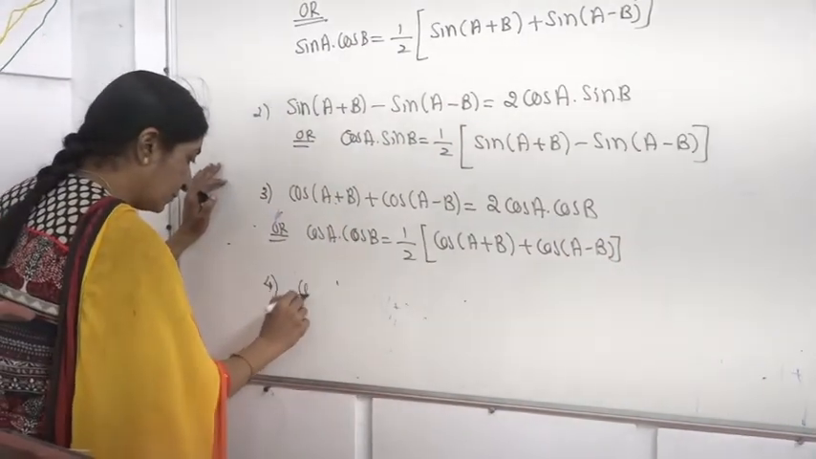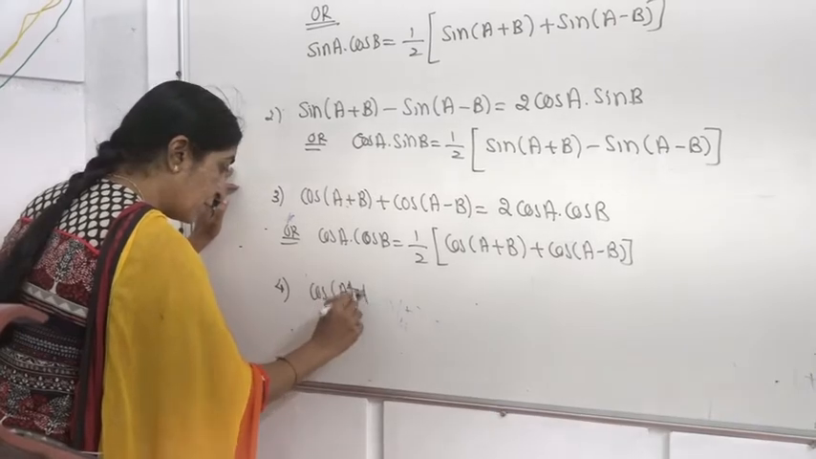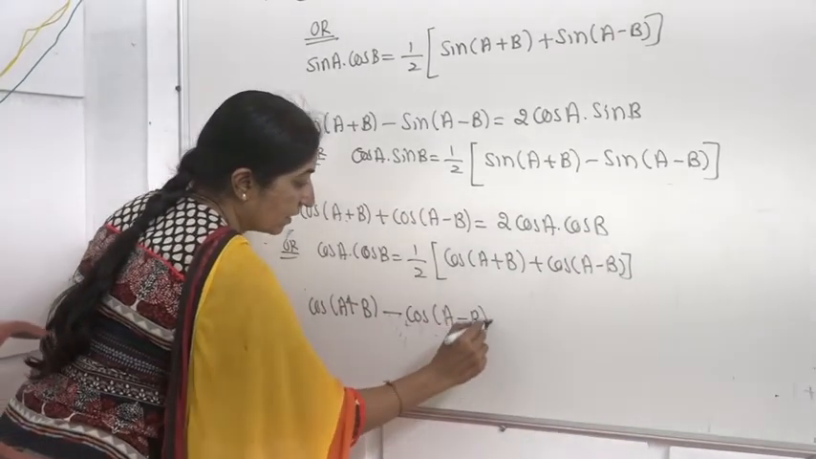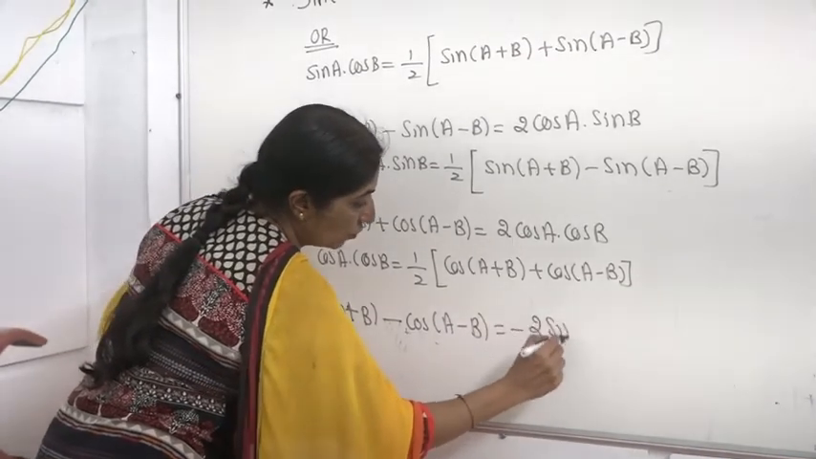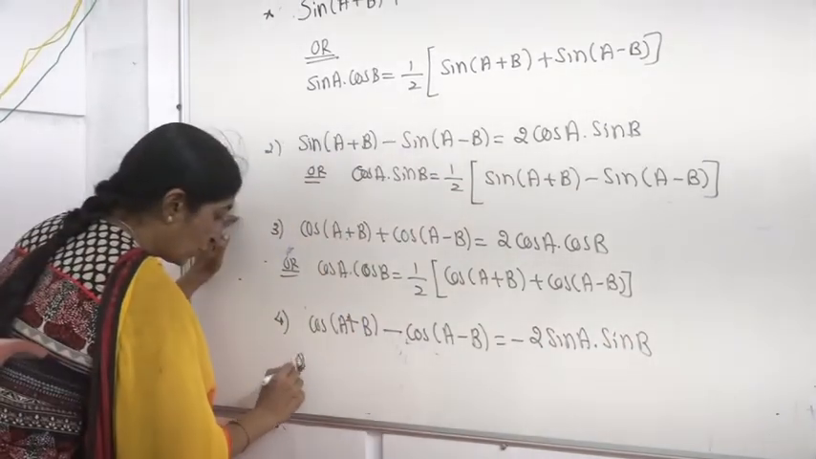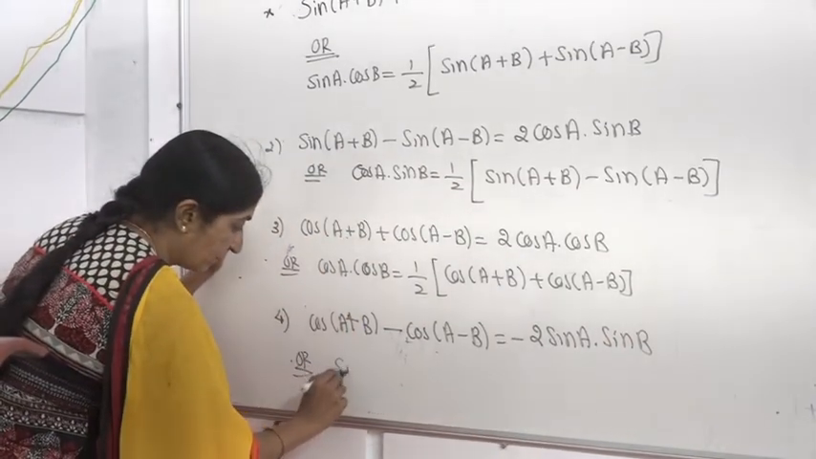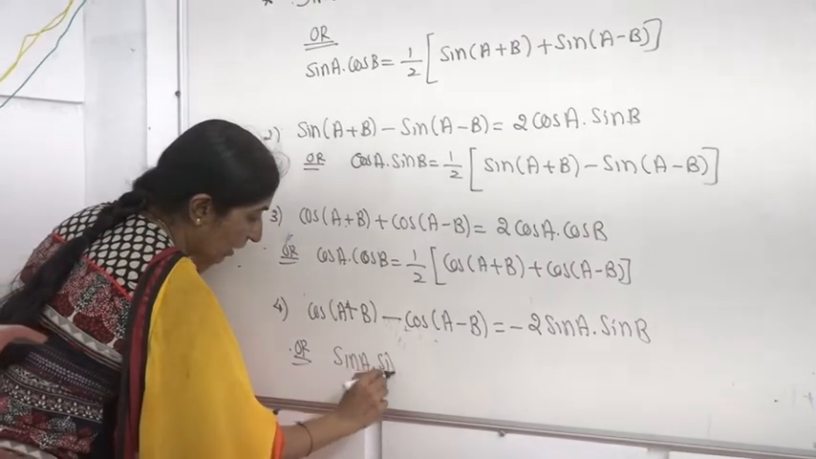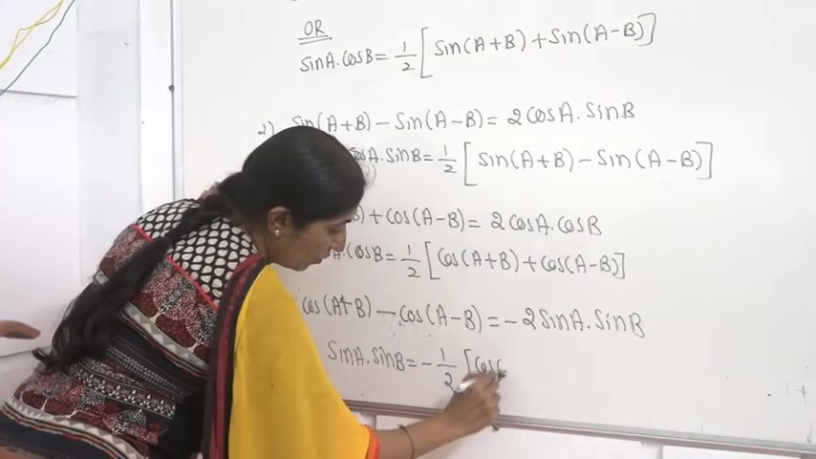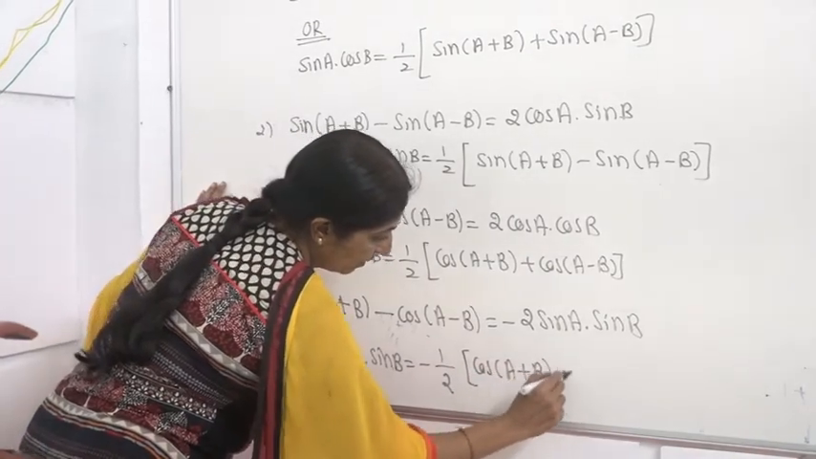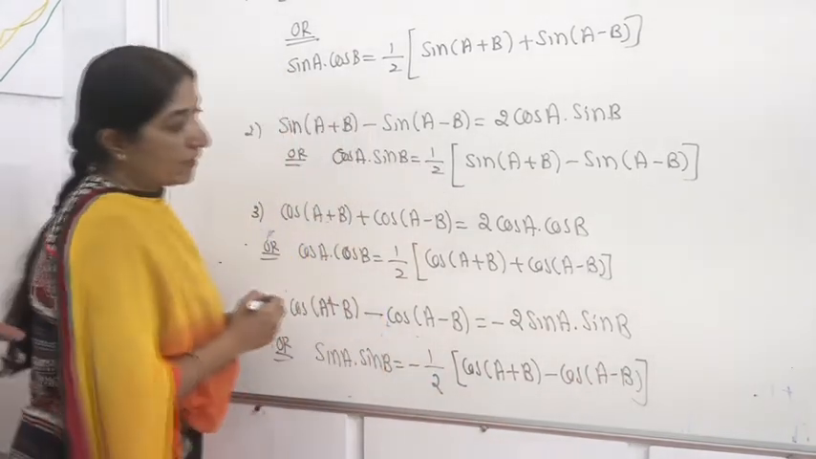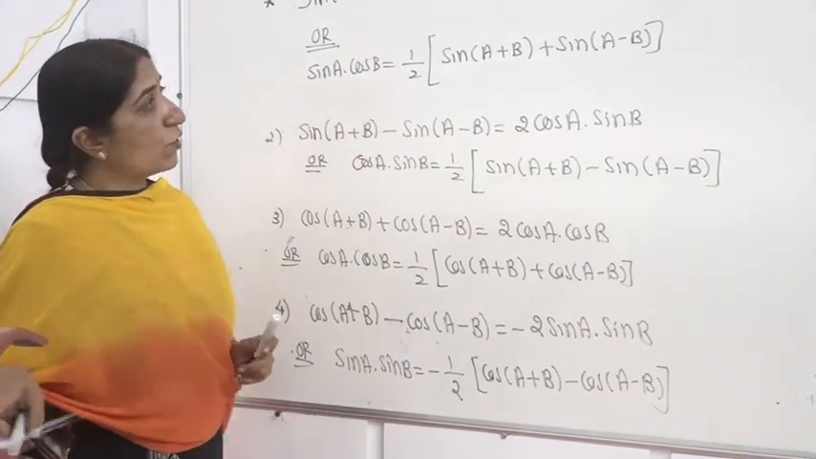Fourth one, cos a plus b minus cos a minus b is equal to minus 2 sin a into sin b, or if you take minus 2 on this side, sin a into sin b is equal to minus 1 by 2 cos a plus b minus cos a minus b. If you are familiar with these four, the last four are like this.